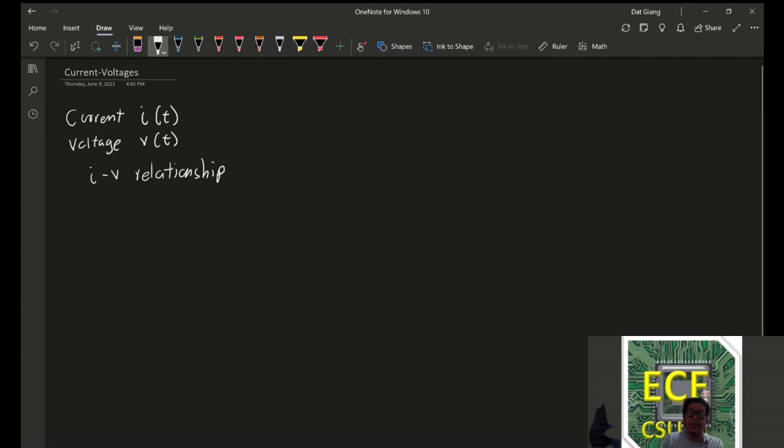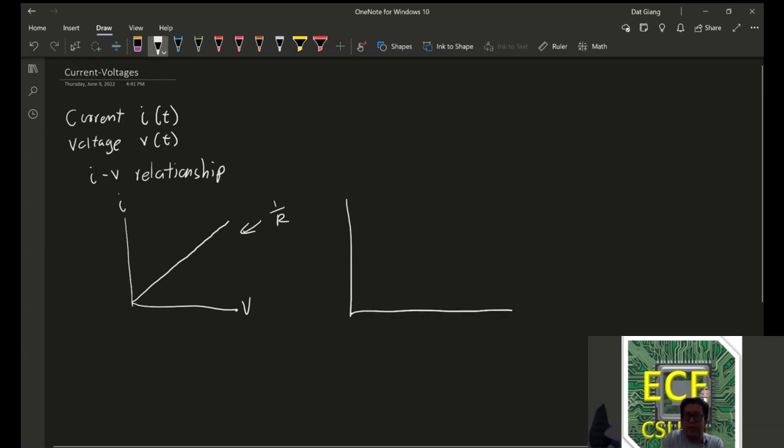So, for example, you might see that for a current versus voltage graph, it might be linear, and this could describe the slope 1 over R, or a resistor. You might also see a quantity describing instead the integral of something or the derivative of something, and this could indicate that it's a capacitor or an inductor. So it might look something like this.